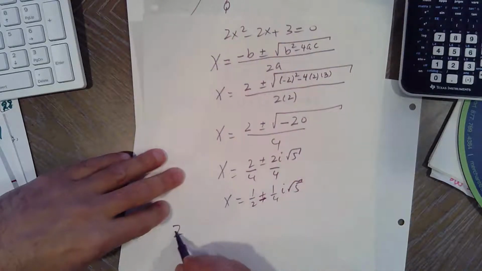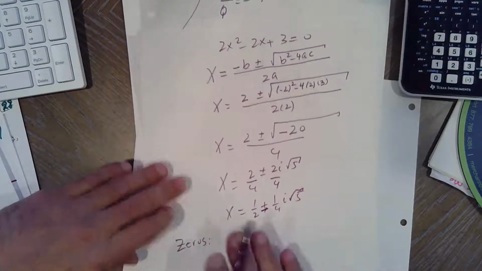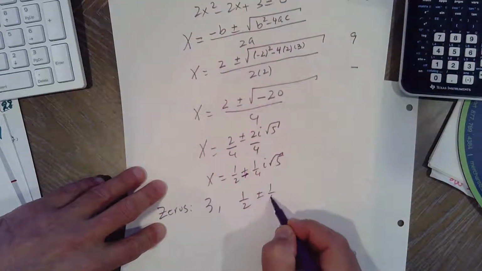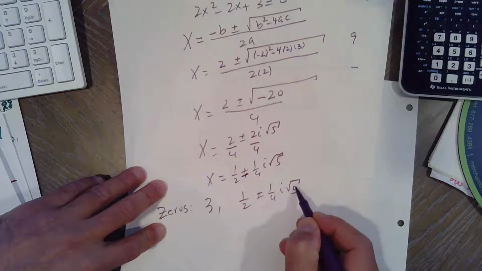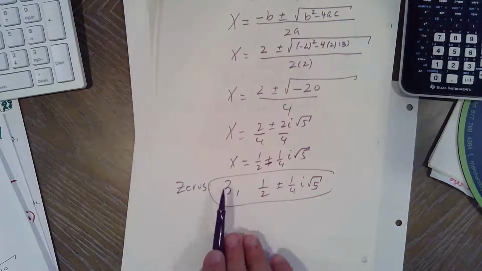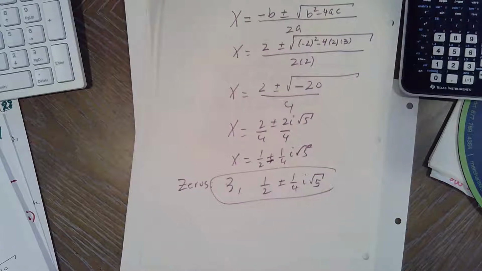So the zeros are the first one that we got, and then the imaginary ones. There are exactly 3 zeros because the degree is 3. One will show up on the graph, and the other 2 will not show up because they are imaginary zeros. Okay.